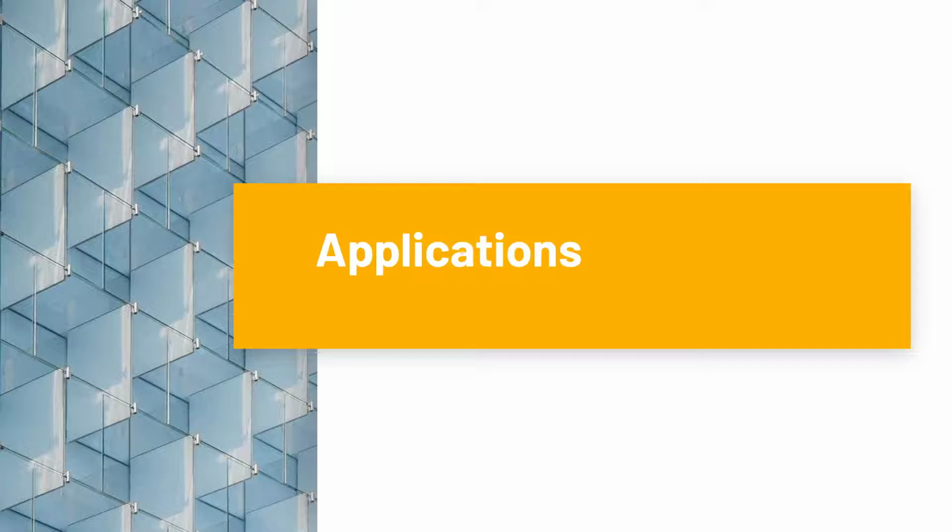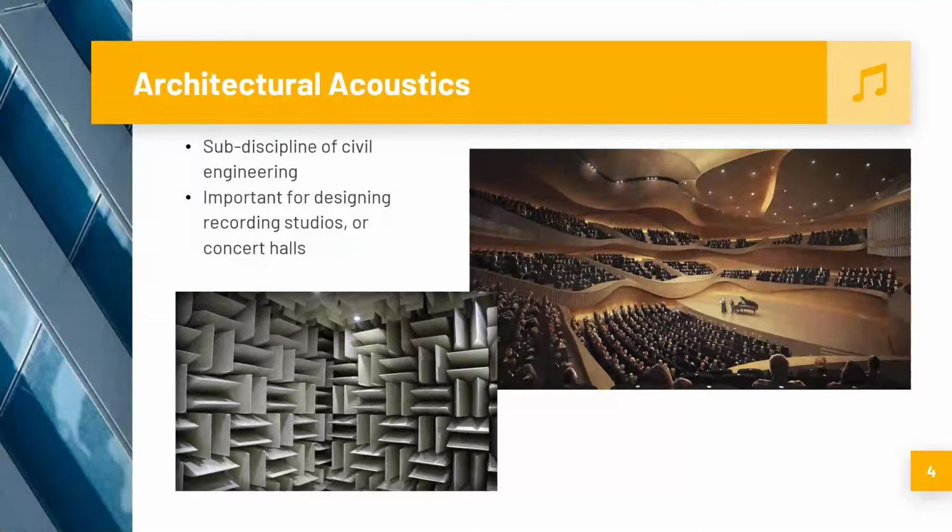Within the broad definition of engineering acoustics, there are many smaller subcategories that one could study. One of the biggest applications being architectural acoustics. This is the science and engineering of achieving a good sound within a building. This is extremely important for civil engineers who design any sort of auditorium.